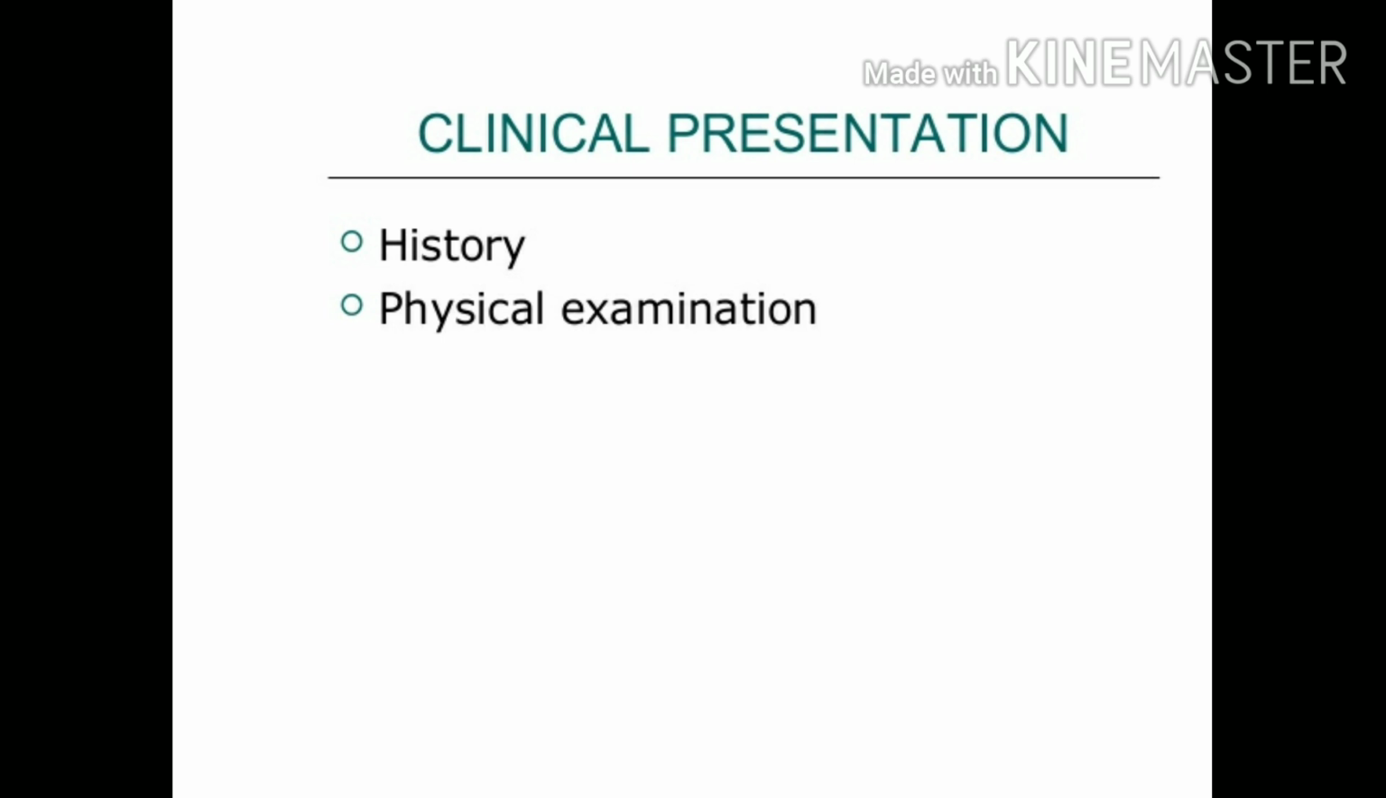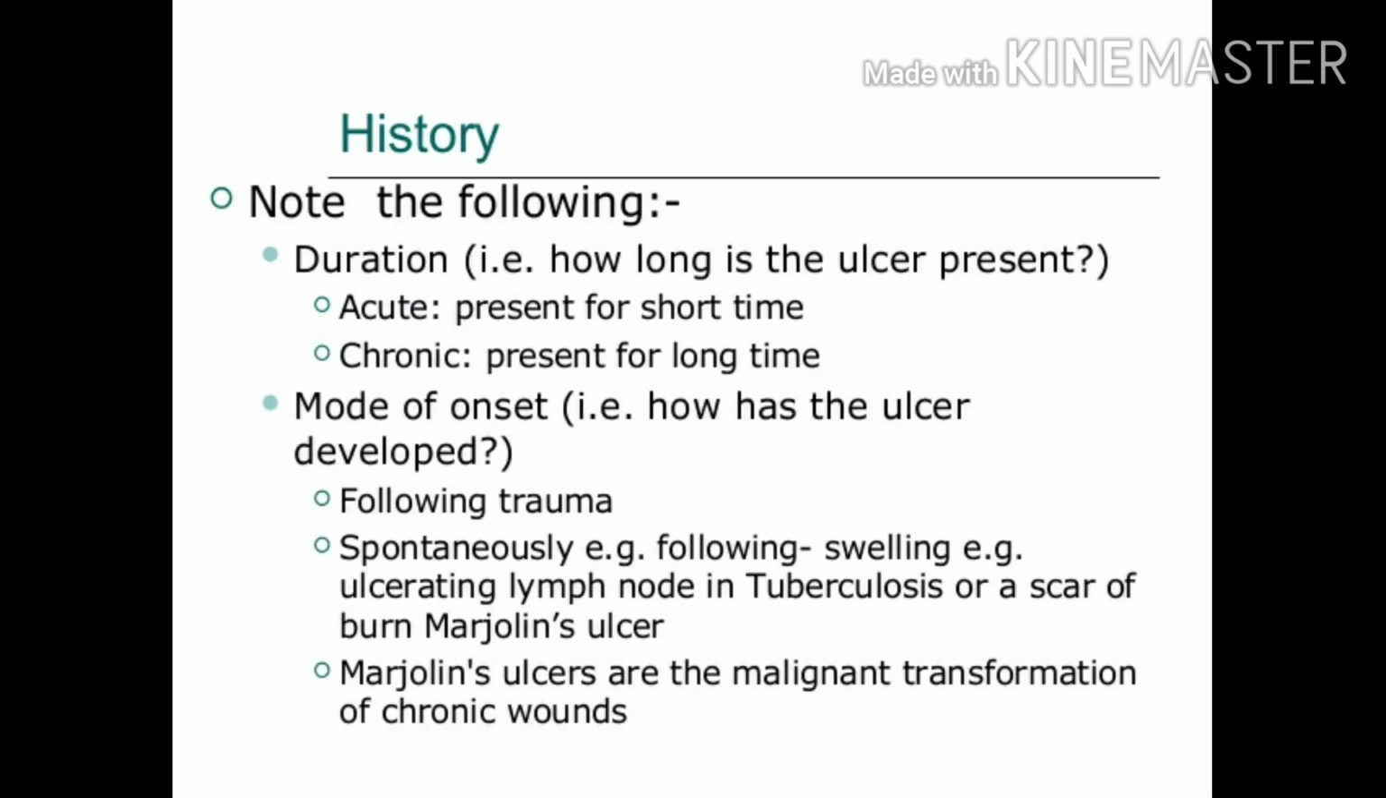Now we will be discussing the clinical presentation, how the patient with ulcer will present to us. It will include two parts: history as well as physical examination. Now the history part. What we have to ask is the duration, that is, how long the ulcer has been present. It can be of acute type and chronic type. The second thing will be the mode of onset. How has the ulcer developed?